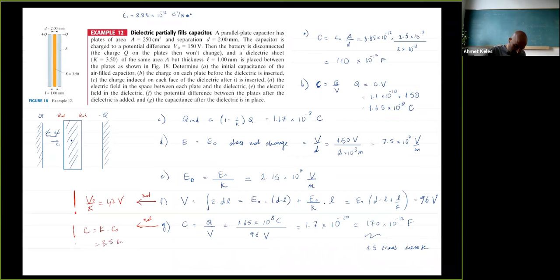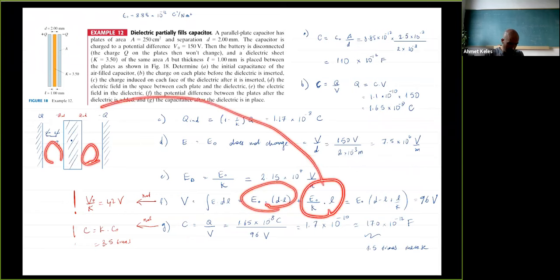So basically we calculated V from the definition, right? V is equal to the integral of E dot dl. And for E, there are two regions. This region in which E is constant, and this region in which E is constant. But this constant is different from the E here because there is an induced electric field which cancels somewhat. So I calculated the first part, this and this, and I calculated the second part, which is the middle. And if I add everything up, I found this 96 volts.